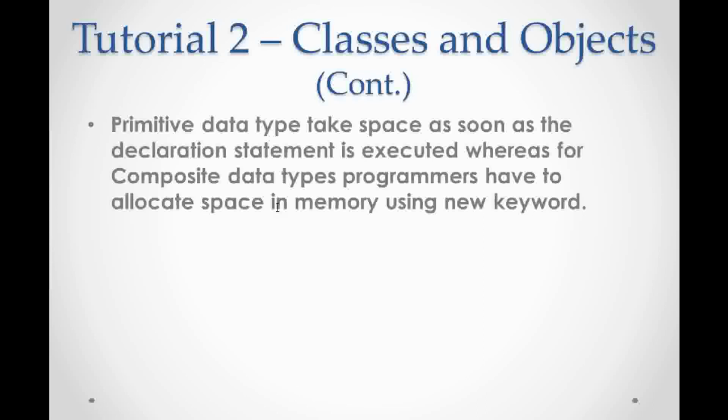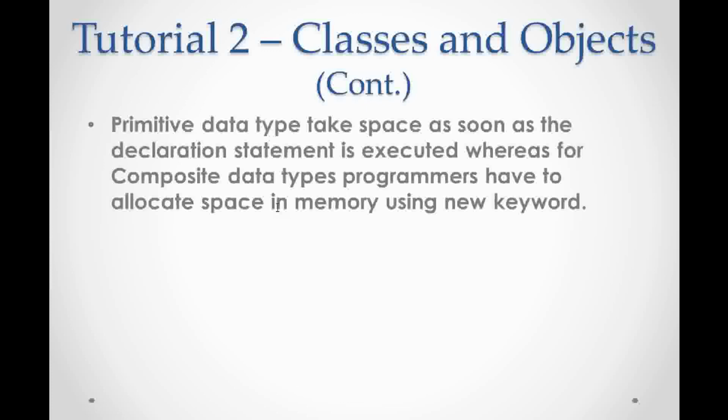Primitive data type takes space, of course, in memory. So primitive data type takes space as soon as the declaration statement is executed. As soon as that specific statement where you have declared the variable name and data type is executed, it takes space in memory. Whereas for composite data types, programmers have to allocate space in memory using the new keyword.